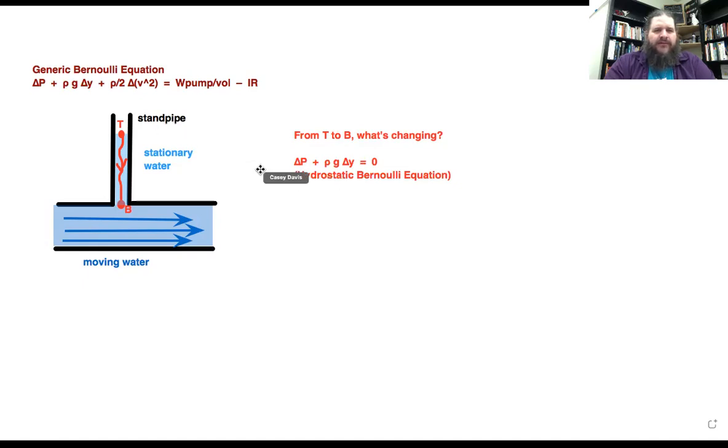We could also fill in some values here. If we write each of these as, let's say, bottom minus top. So pressure at the bottom minus pressure at the top plus density times gravity times height at the bottom minus height at the top equals 0. And we'll probably want to label some of these as well. Let me call that Y actually for consistency.